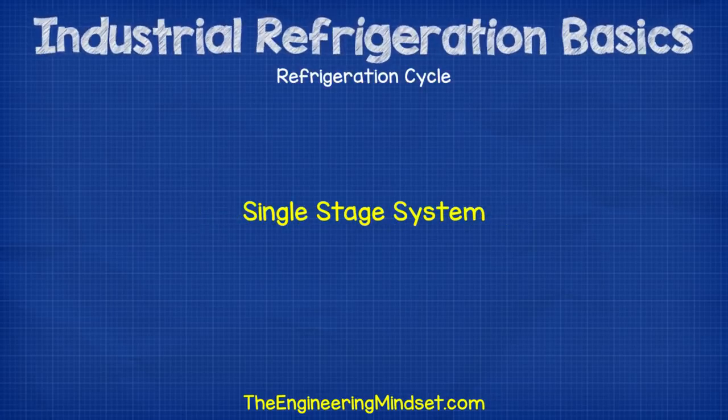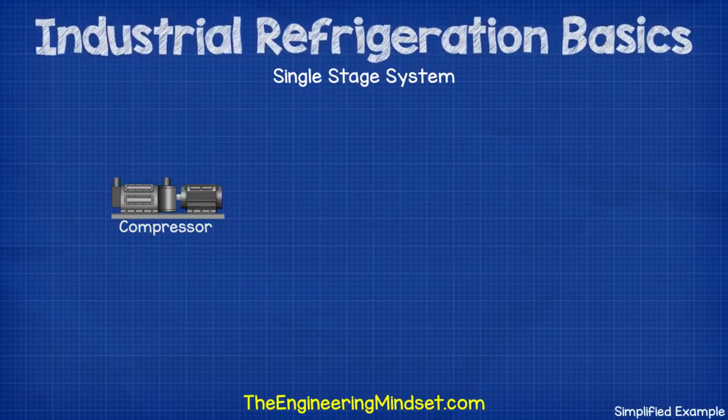Single stage. This is the simplest ammonia industrial refrigeration system other than a direct expansion type, so we're going to start here. We start off with a compressor.